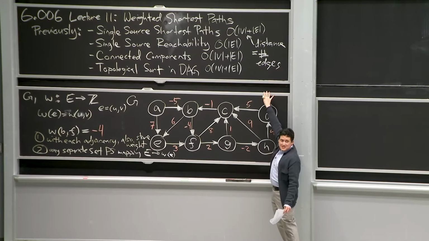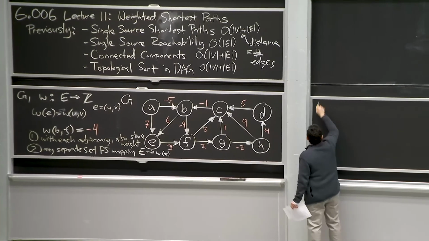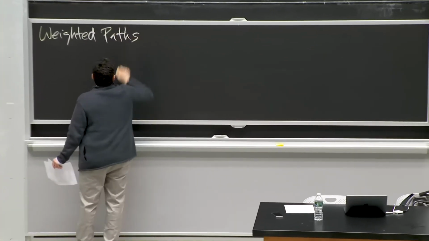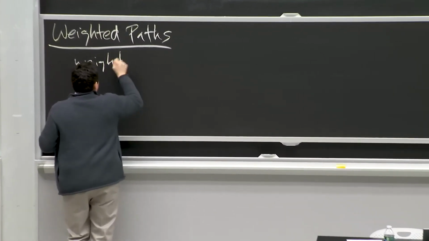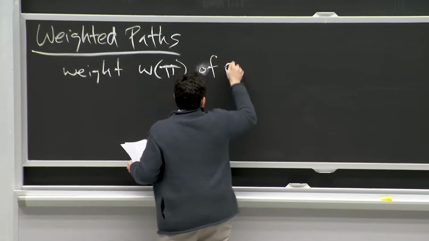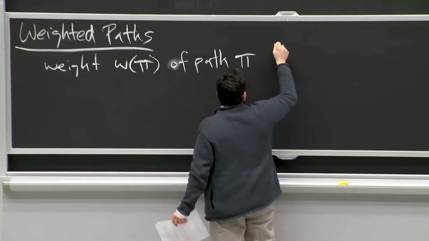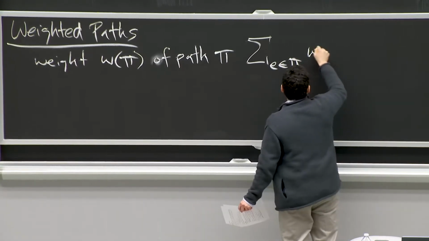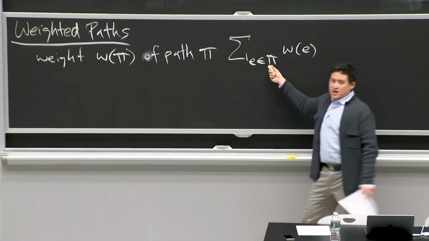But what we had here was that the distance before in an unweighted graph was the number of edges in the path. Here, we're going to generalize that notion, kind of obviously, to weighted paths, right? And the weight of a path, I'm going to call it pi, is just going to be the sum of the weights of the edges in the path, right? So for each edge in the path, I'm going to sum their weights. That's all the weight of a path means. I'm just going to sum all the weights in a path.